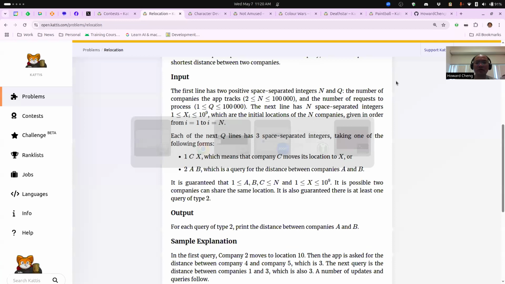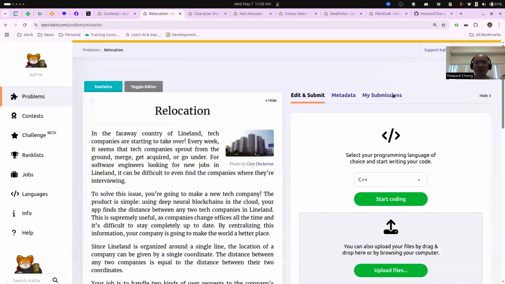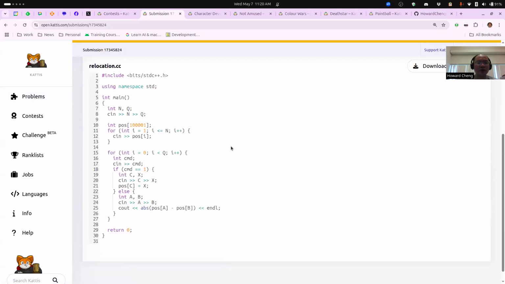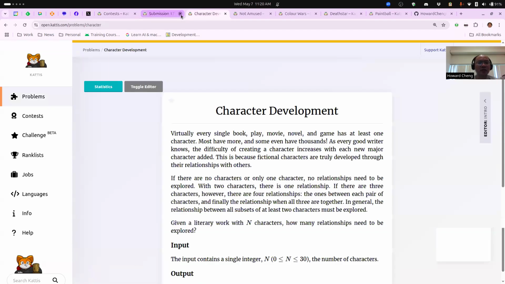And so I'll just very quickly show you my code. So here we are, right? So I decided to use 100,001, and then I have to be careful that my loop goes from 1 to n instead of 0 to n minus 1. And then for each query, either it's command type 1 or command type 2, and that's all there is to it. Okay, so there's not much more to say. I'll move on to the next problem.